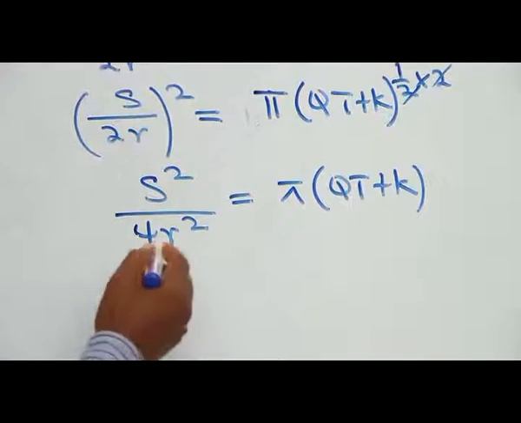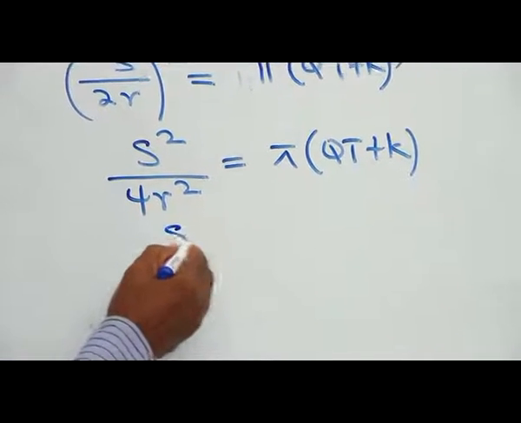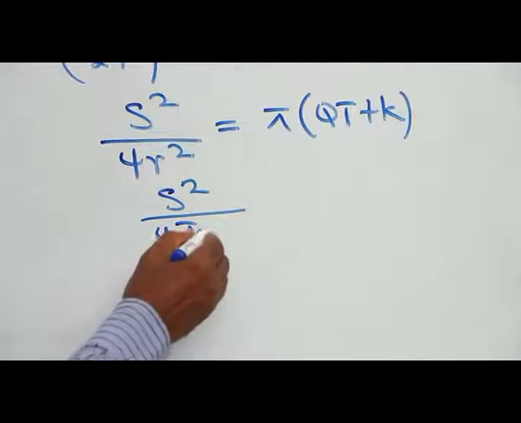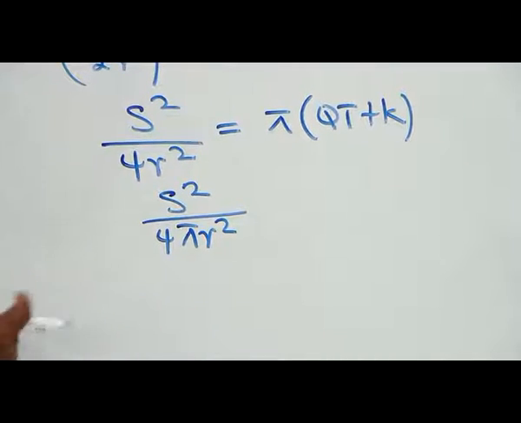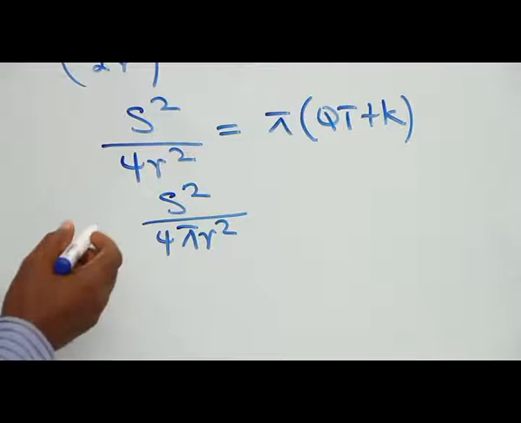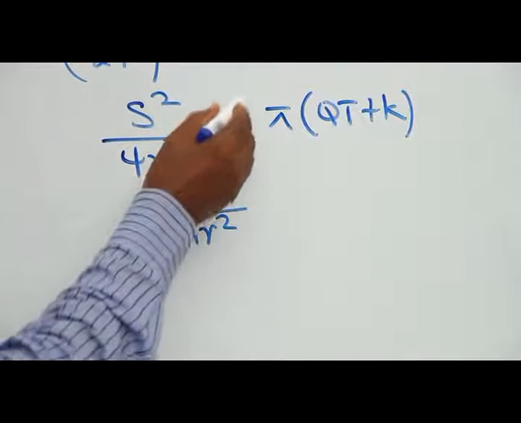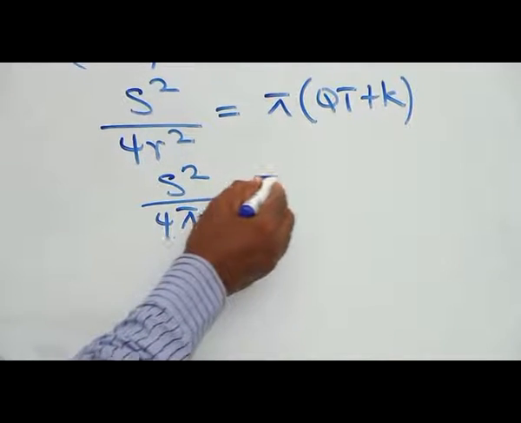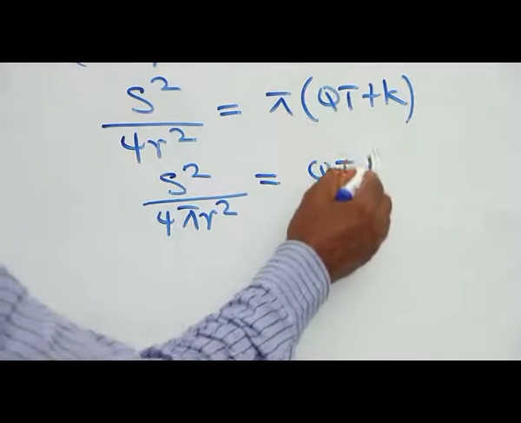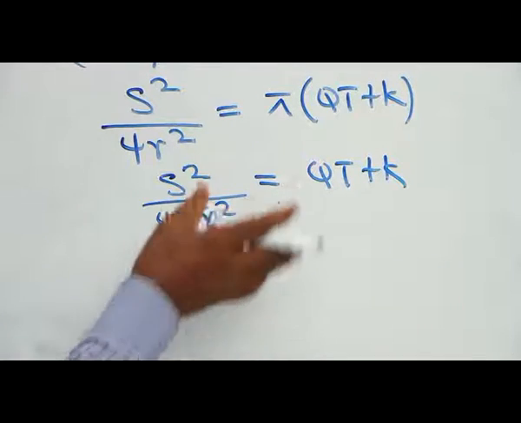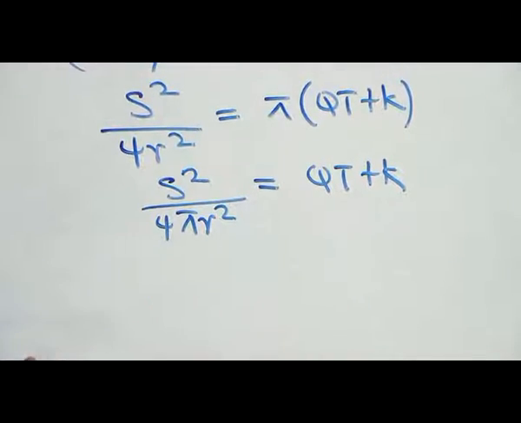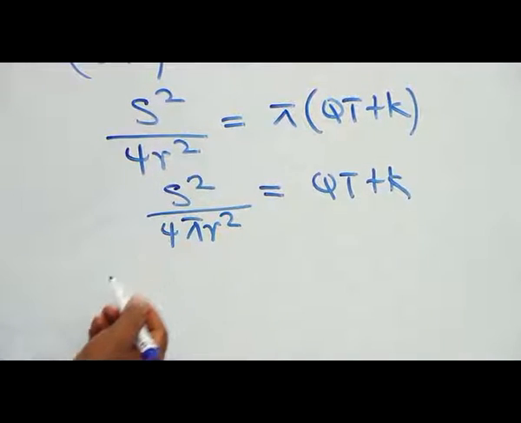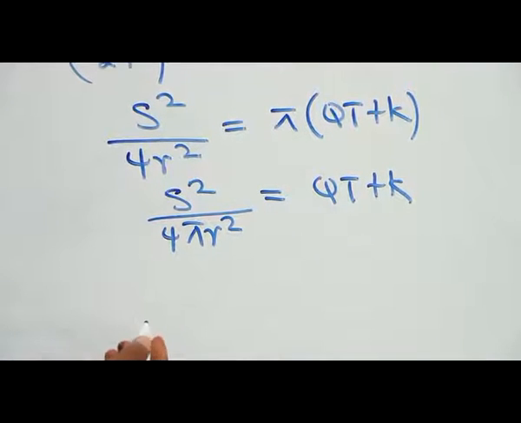So let's bring back our pi. So this becomes s squared all over 4 pi r squared. What I have done here is to multiply both sides by 1 over pi. If I multiply here by 1 over pi, pi will cancel, and the 1 over pi cancels the pi that is already here. This is equal to qt plus k. In this way, I've already brought out openly the qt plus k. All I need to do now is to isolate the qt.